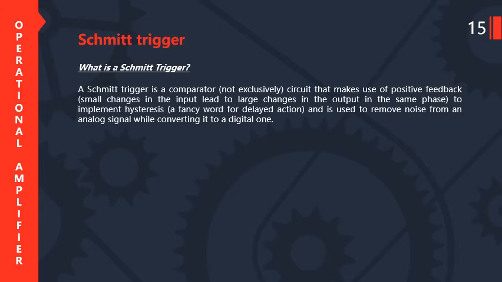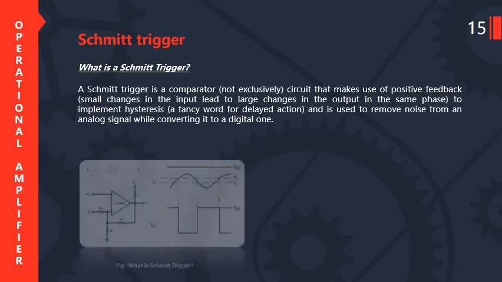Schmitt trigger का सिंपल सा काम होता है नॉइस को रिमूव करना. नॉइस को रिमूव कब करना होता है? जब हम एनालॉग सिग्नल को कन्वर्ट करते हैं डिजिटल सिग्नल में. उस कंडीशन में नॉइस आती है सर्किट में, उसको रिमूव करने के लिए हम Schmitt trigger का यूज करते हैं.